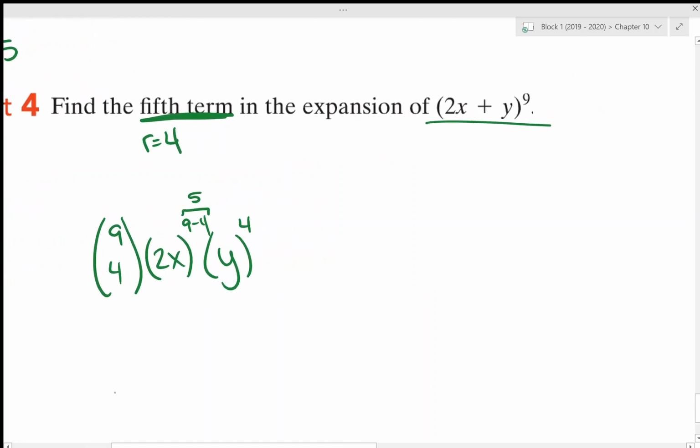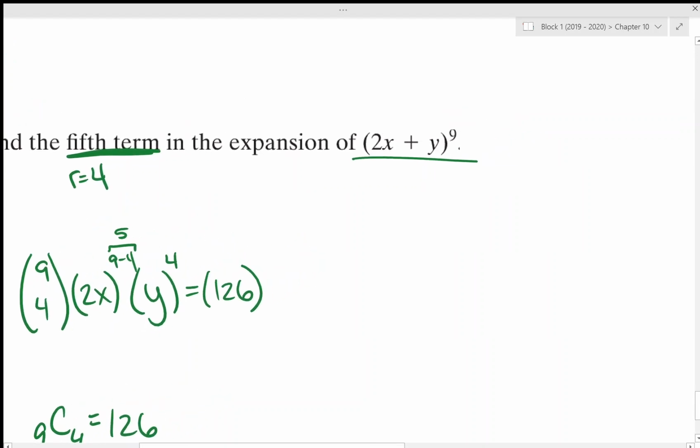Now if I do 9c4, okay, the more you write out of the rows for Pascal's pyramid, you will still get all your answers. But if it's just one term, skip that and do it in your calculator, if you'd like. You're going to get 126. So I'm going to have 126. Ooh, why did I write 168? 126 times 2x to the 5th is going to be 32x to the 5th and y to the 4th.